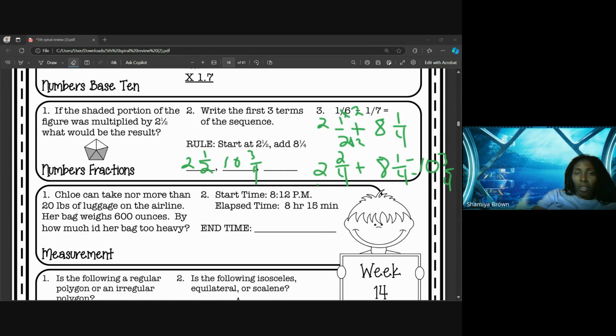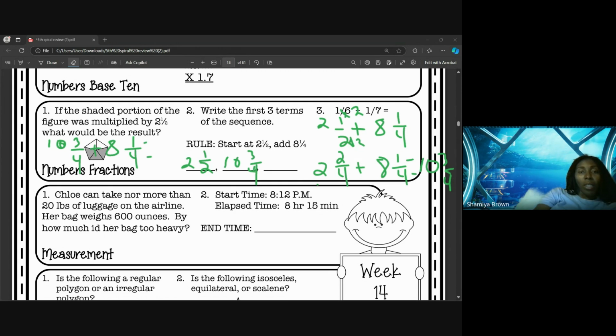Can't simplify that, so 10 and 3/4. Then I need to do that again. So I need to add 8 and 1/4 to 10 and 3/4. So if I have 10 and 3/4 plus 8 and 1/4. I already have 4 as my denominator, so all I need to do is add these.